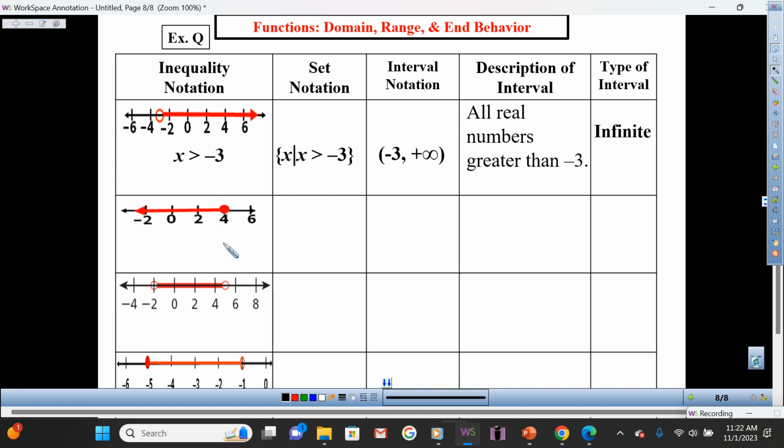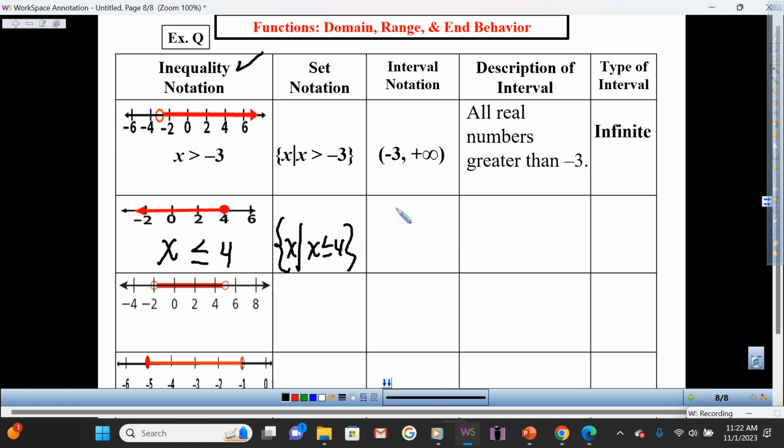We start with a dividing point, which is 4. Everything shaded to the left is X. And then we ask the question, what are these numbers compared to 4? They are what? Less than. Since it's a solid point, we put an equal sign. What kind of notation is this? This is an inequality. Therefore, to make it into set notation, we just write solution set of x such that, and then our inequality, x less than or equal to 4. So far, so good, yes?